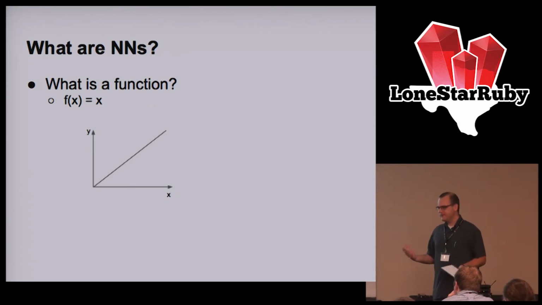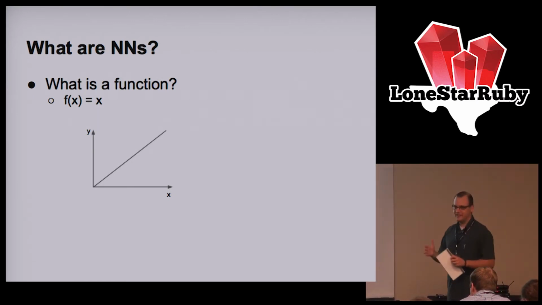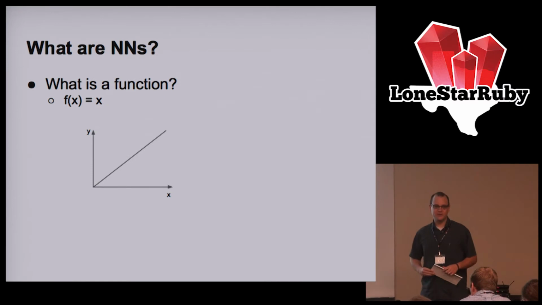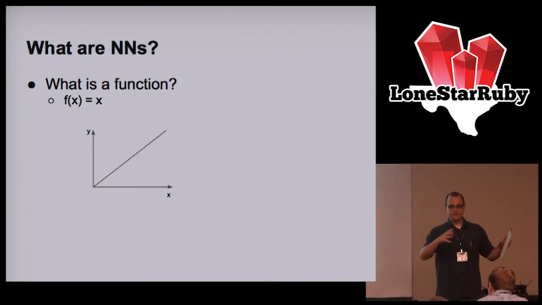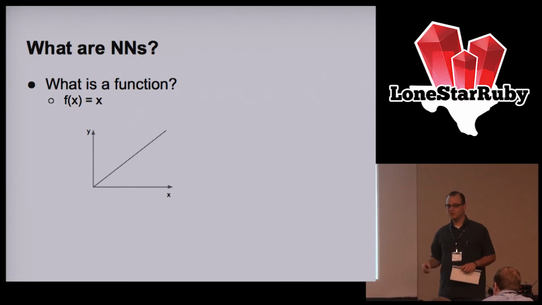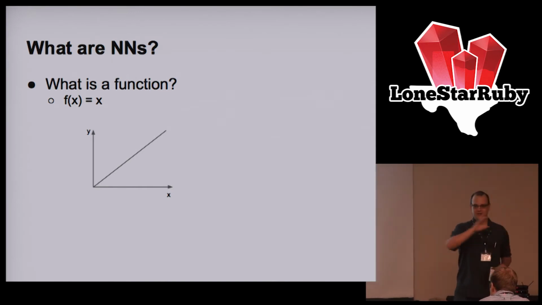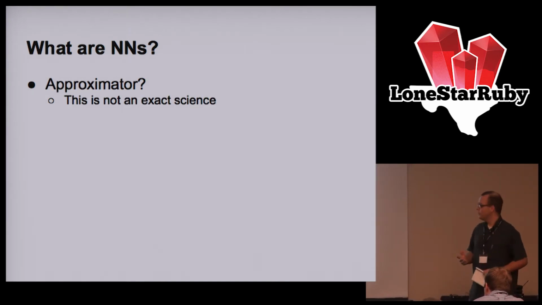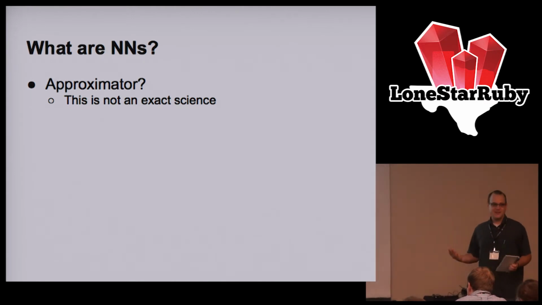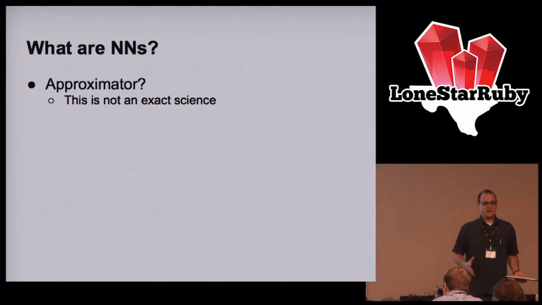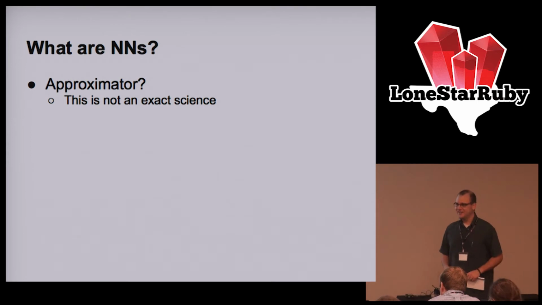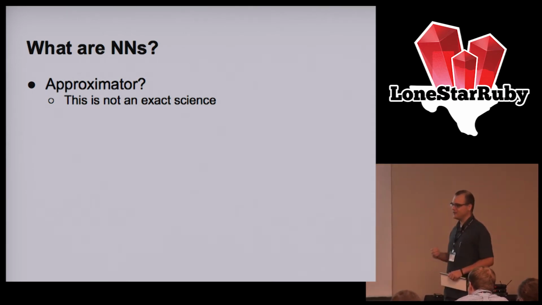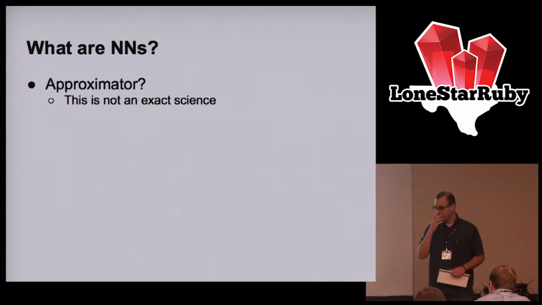Well, in the real world, you don't always know what the function is, right? That's the role of a neural network. You have some set of observations, and you want to find what is the rule that takes me from this here to this over here. So we approximate that with the neural network. And why is that an approximator? Because they're very rarely 100% accurate. It's not an exact science. There is a lot of experimentation.